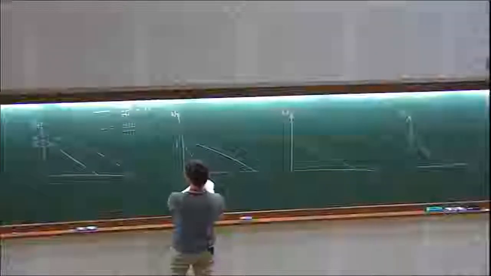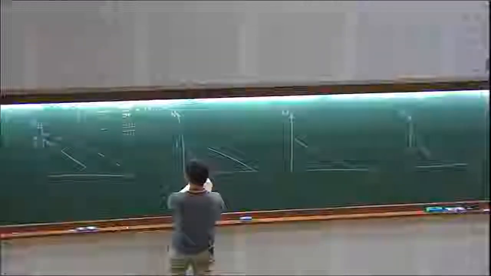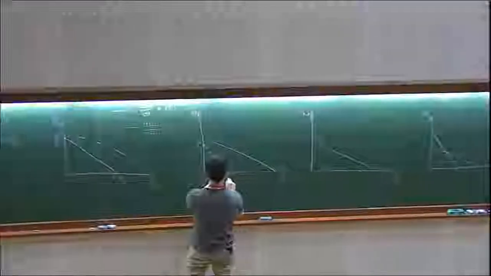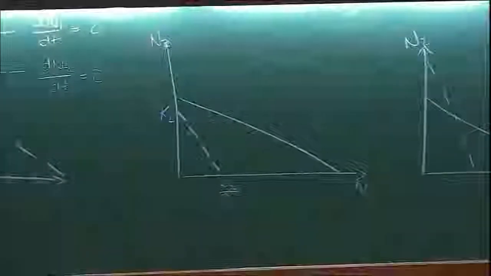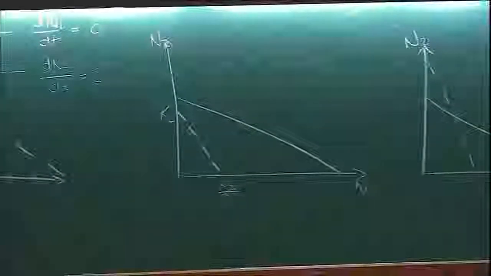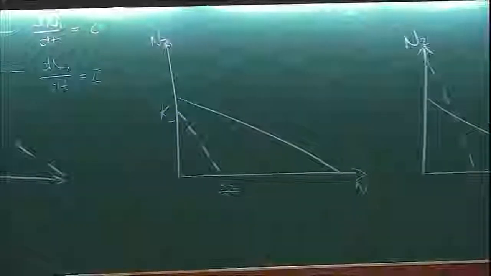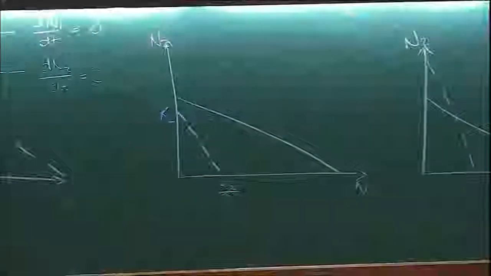And where it intersects is K2 over beta 2,1. Did I label that all correct? Looks okay. Yeah.